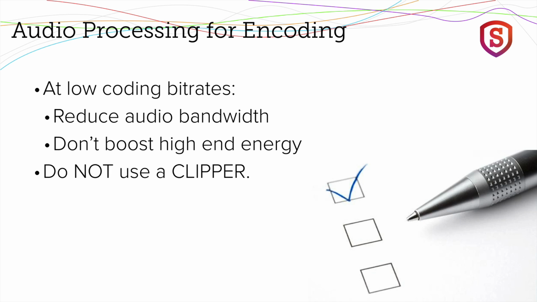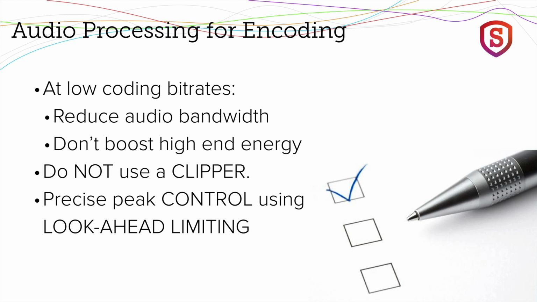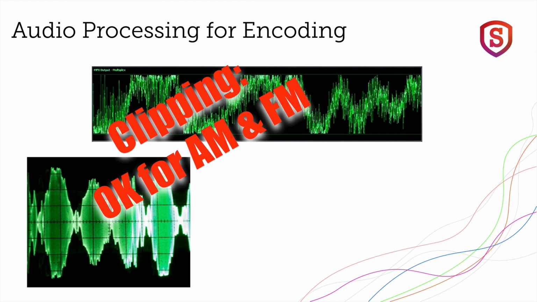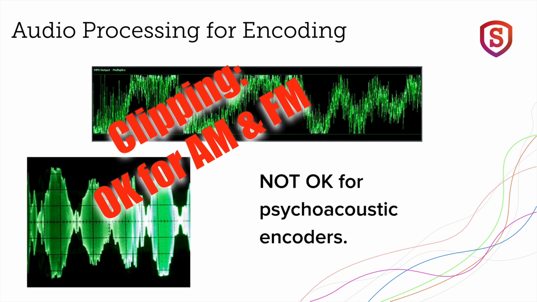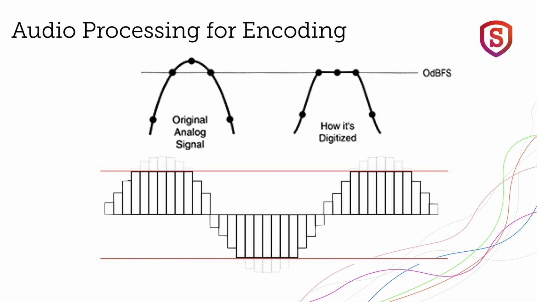And do not, under any circumstances, use a clipper. Square waves, they don't play very nice at all with an audio codec. Use precise peak control from lookahead limiting. That is absolutely the way to get it done. Once again, clipping, okay for AM, okay for FM, not okay for psychoacoustic encoders.